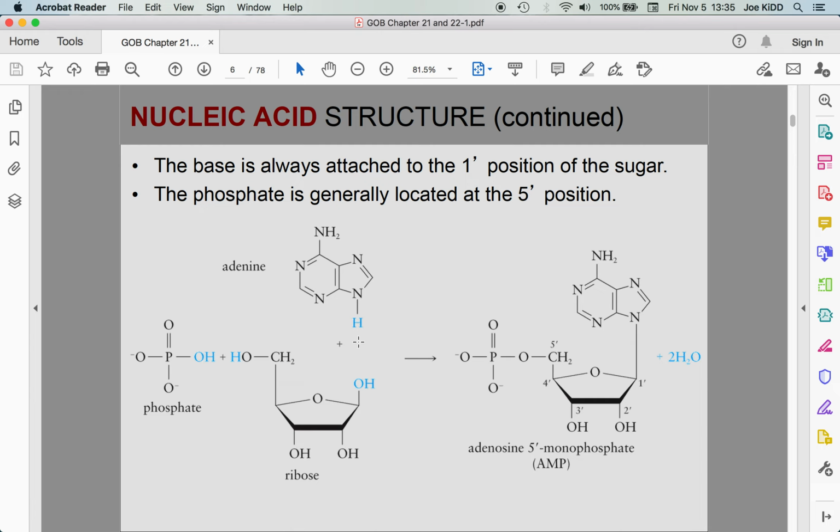Remember, as we're going through and using these sugars, the deoxyribose or the ribose, they're always going to be numbered, right? We can go from the anomeric carbon at the 1 to the 2, 3, 4, 5. So when we're adding those purine and pyrimidine bases, we're always going to attach them on the 1 position of the sugar, and the phosphate will always add to the 5 position of the sugar. So here we have an adenine being added to the 1 position of the sugar ribose, and the phosphate group being added to the 5.